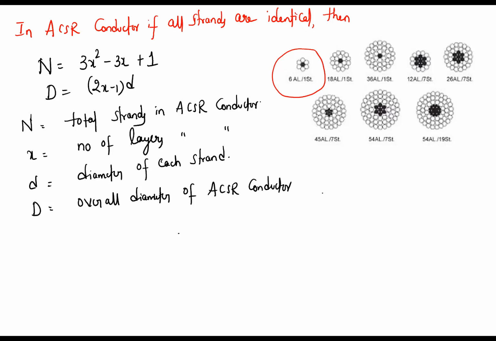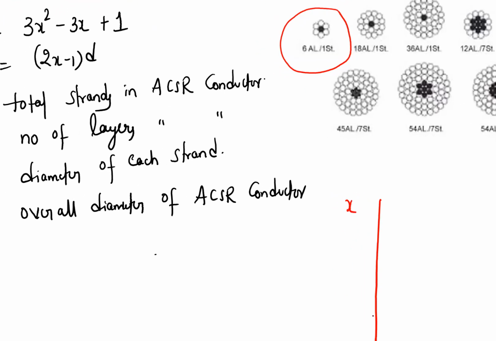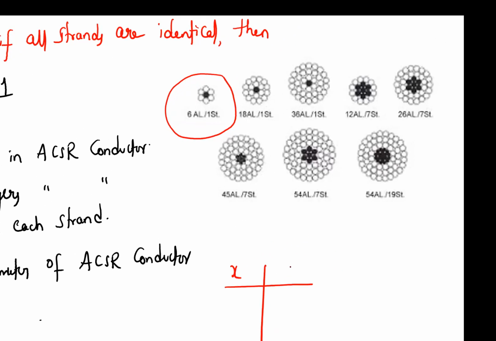19. Sure, 19. See, how many strands are there in the second conductor? 18 aluminum strands and 1 steel strand. Understand? Including, except steel, you have to say. x is equal to only one layer, yeah, everything included.